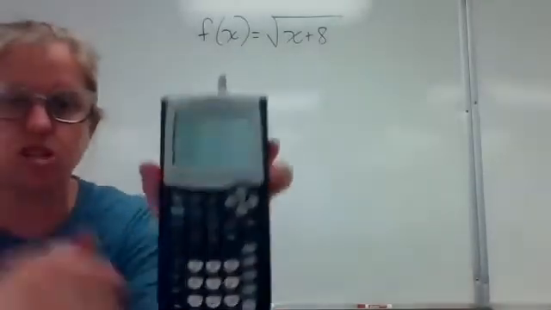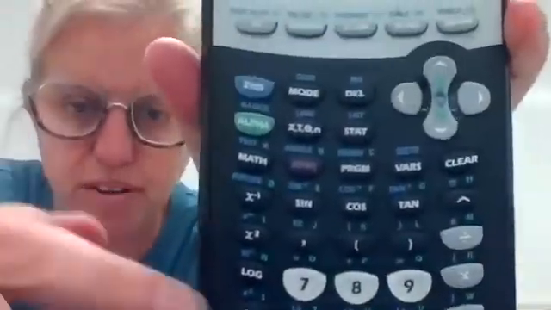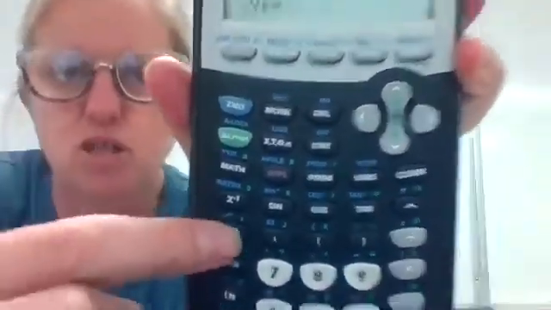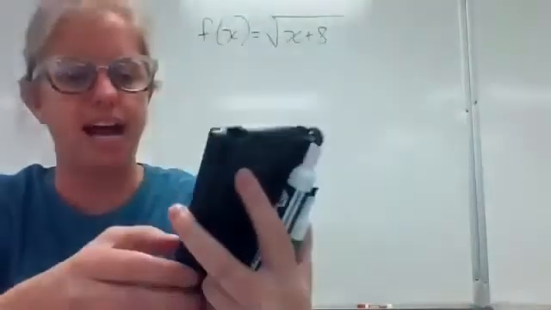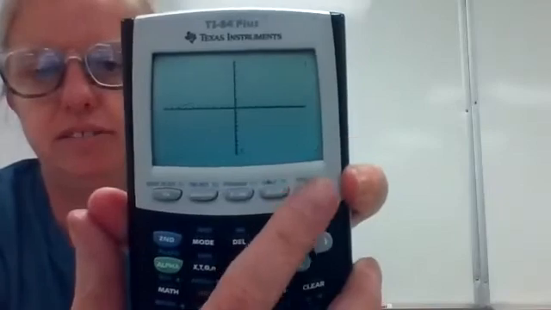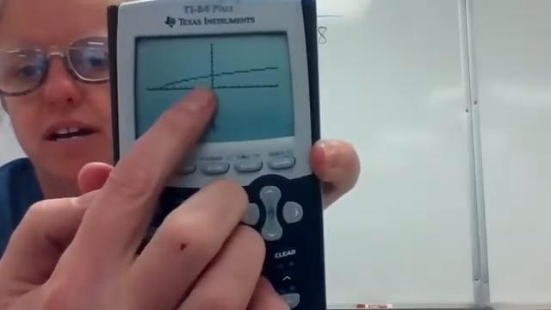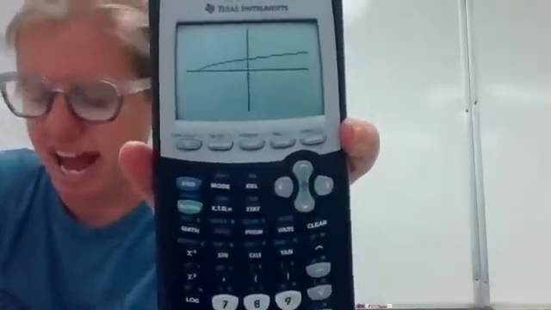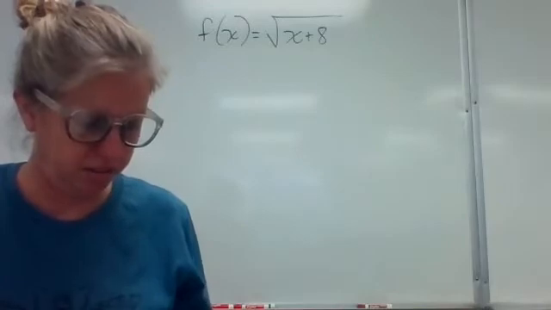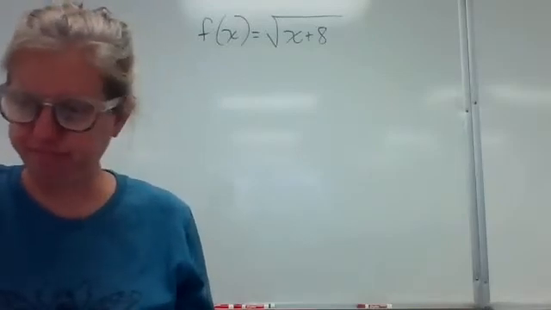If not, just go to your y equals, right? You have the graphing calculator. Here's your square root button right here. Since it's blue, I'll hit second square root, put in x plus 8, and graph it. So there's the square root shape, and it's moved to the left 8. Number 11.